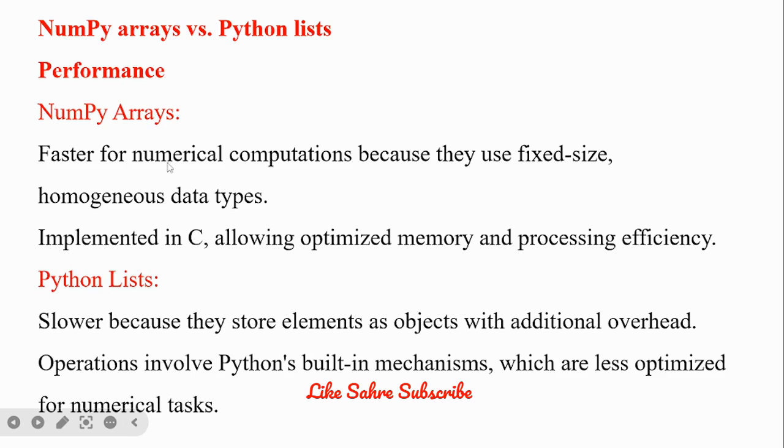But here NumPy arrays allow only homogeneous data, and it is implemented in C. Based on C, this NumPy is implemented. That's why it is the fastest one. I will show you programmatically.